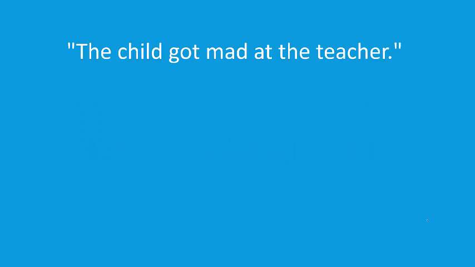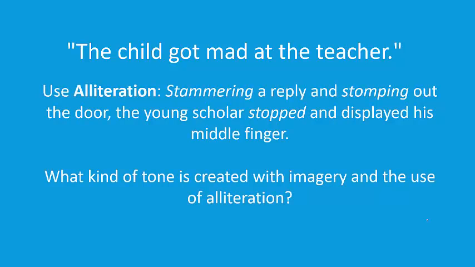So instead of saying the child got mad at the teacher, we could use alliteration and say, stammering a reply and stomping out the door, the young scholar stopped and displayed his middle finger. Think right now, what kind of tone is created with this kind of imagery and the use of alliteration?